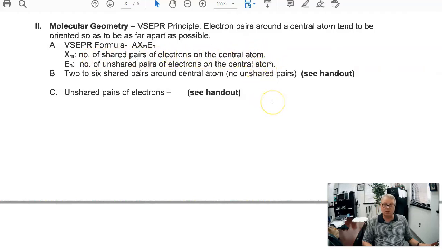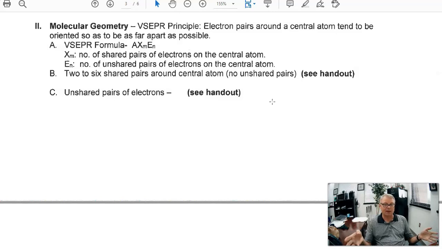It's not the total number of shared pairs. You're only looking at the central atom because what's happening out here doesn't really matter. What's influencing the shape of this molecule is what's happening around this central atom. So when you're doing molecular geometry, you key in on the central atom. All right? E to the n is the number of unshared pairs on the central atom. And again, not all the unshared pairs in the entire molecule, but on the central atom.